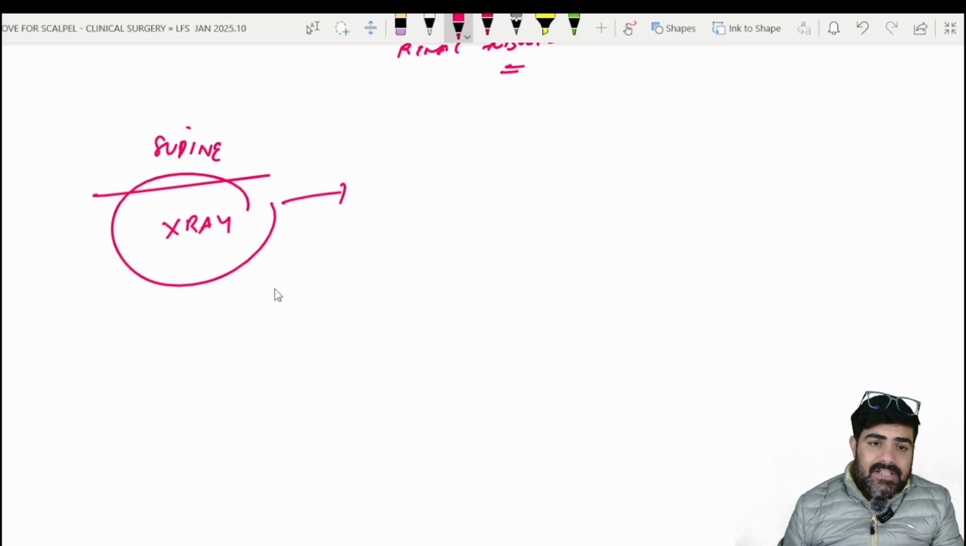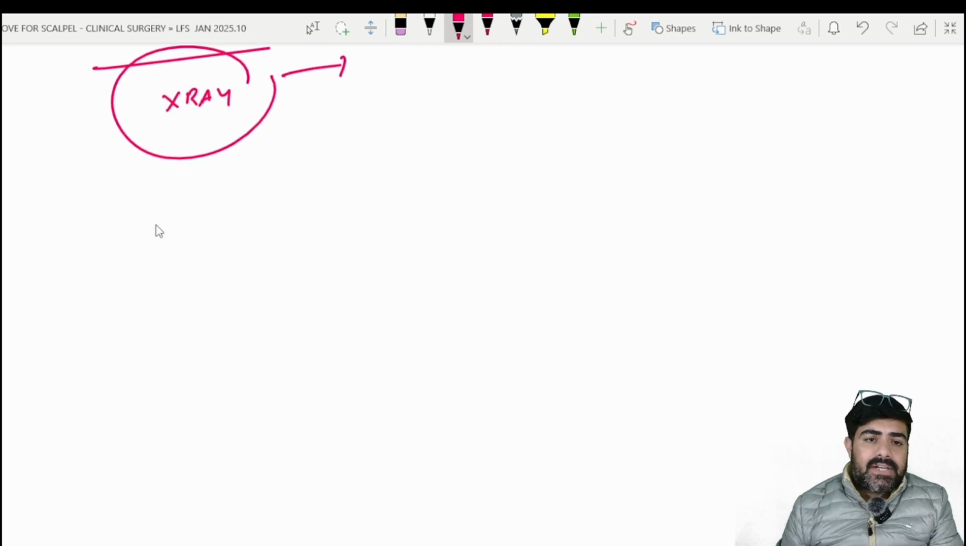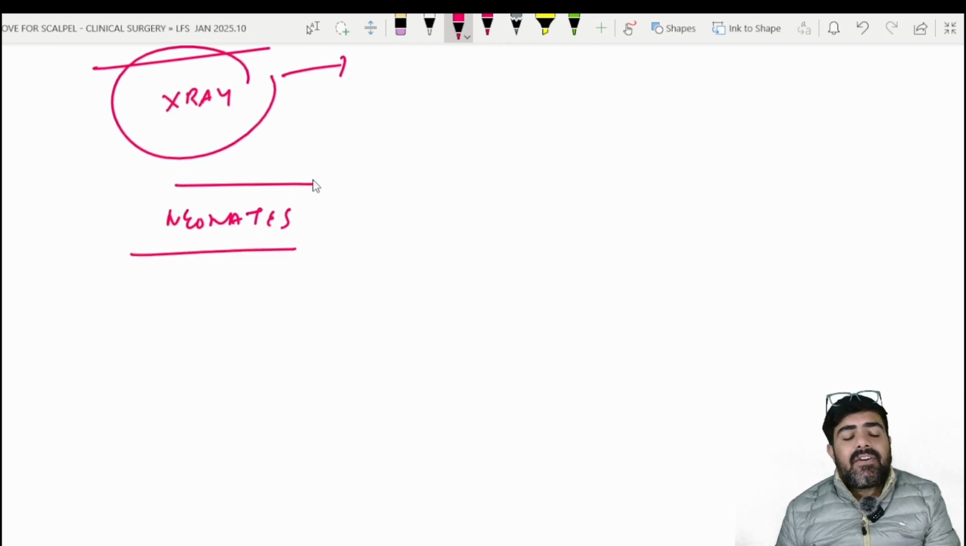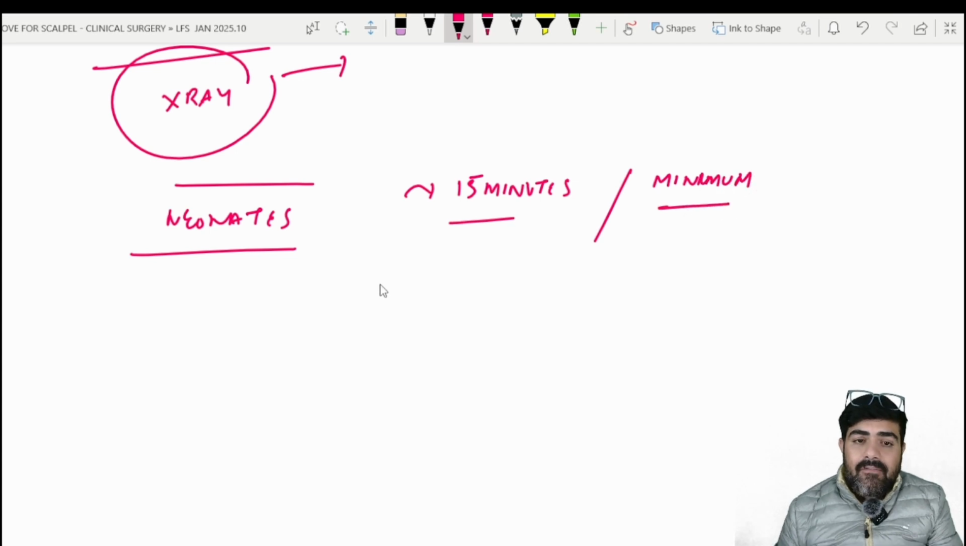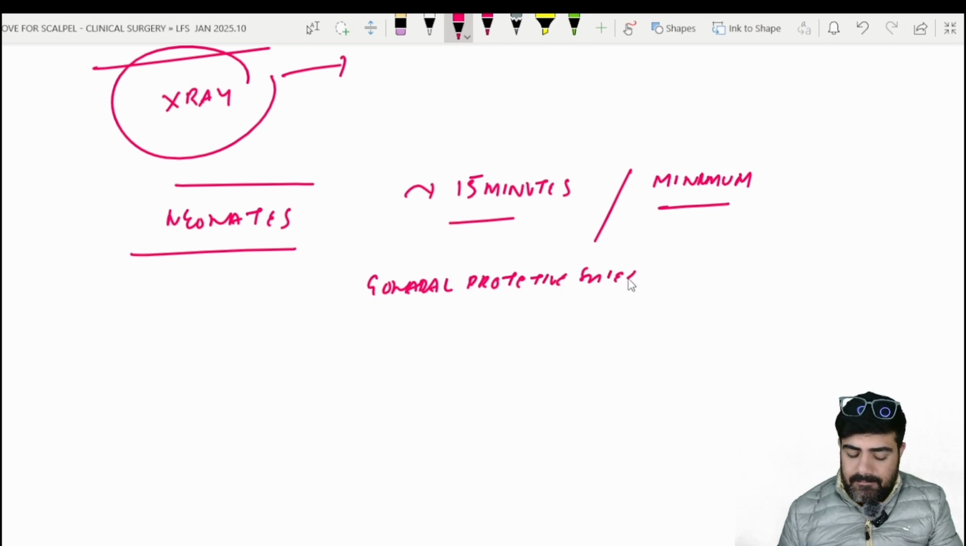Okay, first I will discuss neonates. In neonates, the concentration ability of the kidney is not fully developed. So the first film is taken at 15 minutes, important. And then the minimum number of films are taken. One more thing, gonadal protective shields are used.